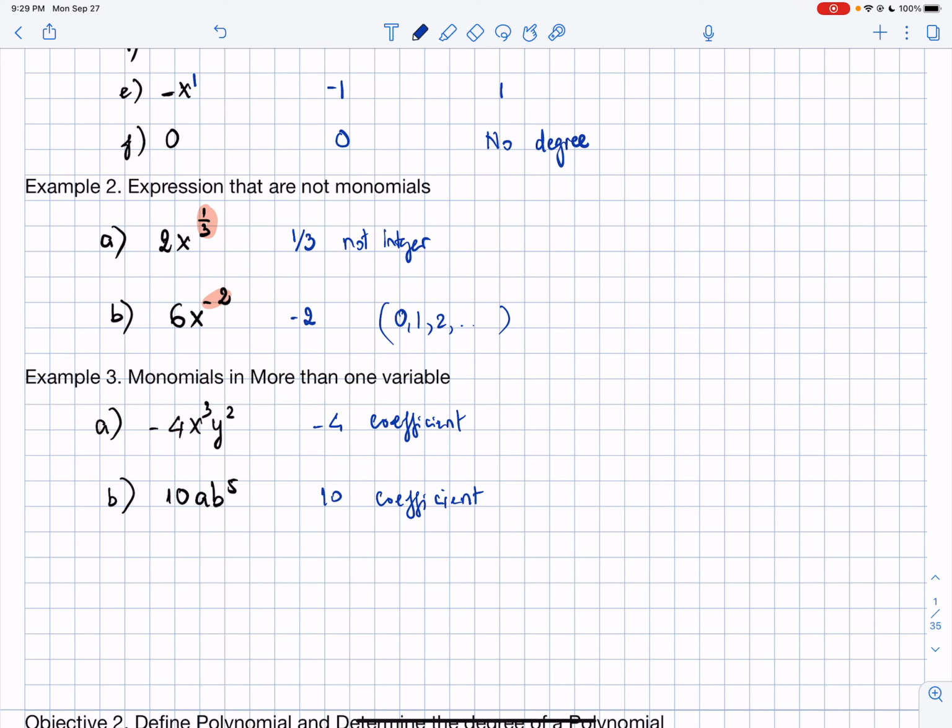Okay, so we have x to the third and y to the second. When you have more than one variable, for the degree, you add the exponents up. So 3 plus 2 is 5. For problem B, the exponent of 8 is 1, so the degree will be 1 plus 5. So that will be 6.